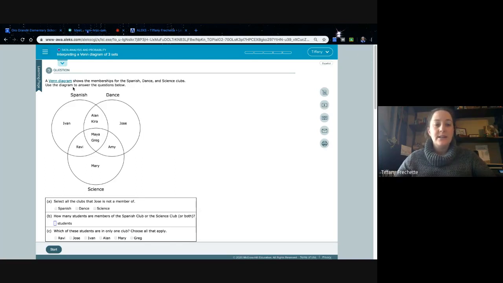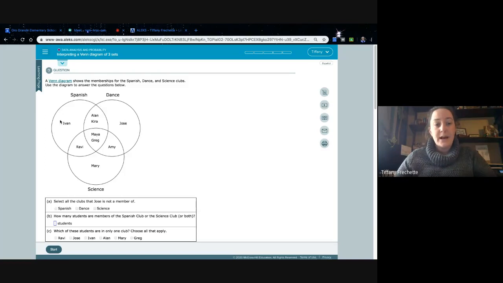So in this case, it's showing you the members for Spanish, dance, and science club. So I have this circle for Spanish, this circle for dance, and this bottom circle for science. And then they all intersect or overlap. I guess overlap is a better word. So they all overlap on each other.